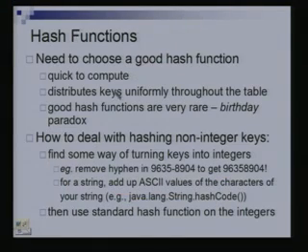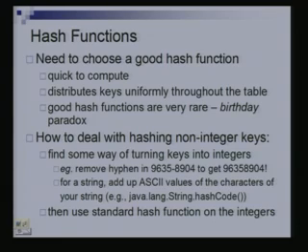So, what is a good hash function? A function which can be computed quickly. It should be quick to compute, and as we said in the previous class, it should distribute the keys uniformly over the hash table, right? It should not happen that all the keys get mapped to the same location, because then the performance of hashing would become as bad as that of a linked list.